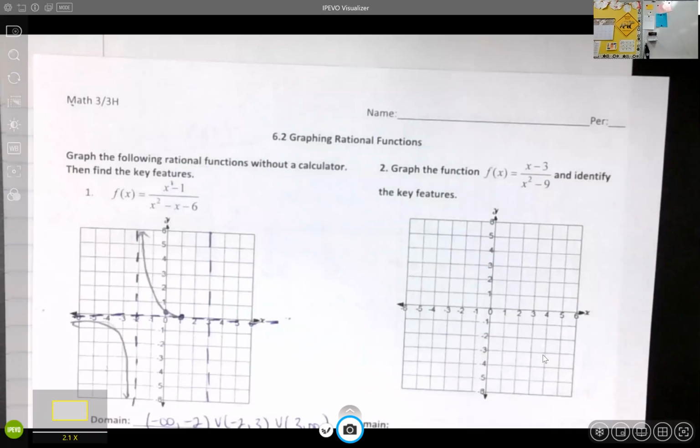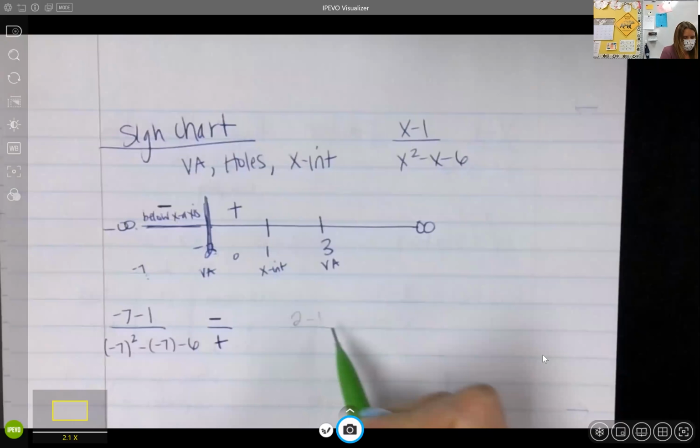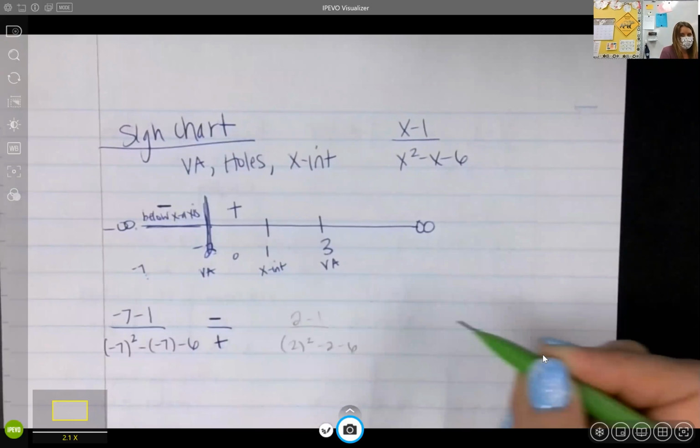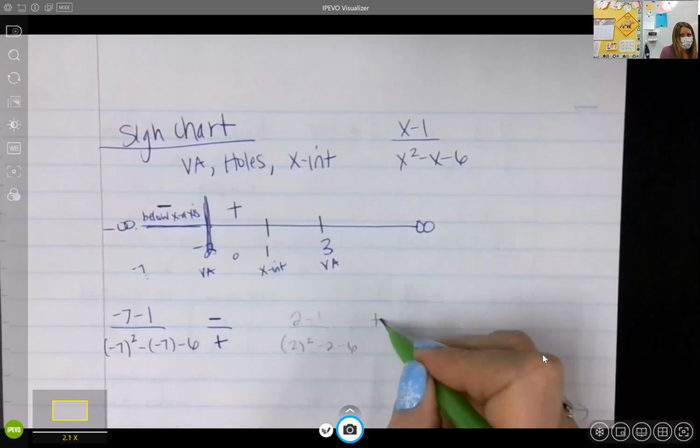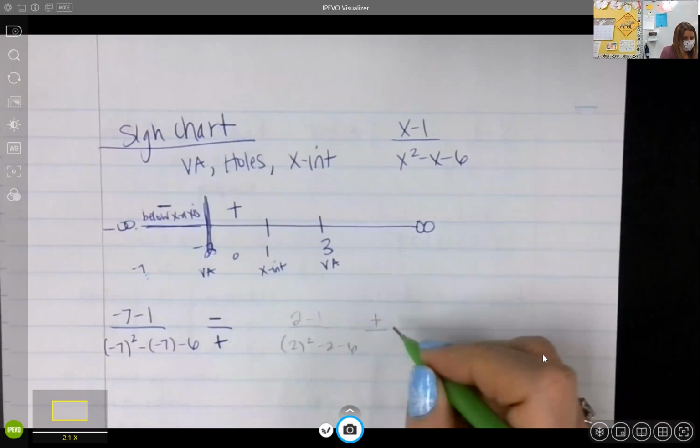So choose 2. If you put a 2 in place of x, do you get a positive or a negative number? That's what we're trying to figure out. Okay? So put a 2 in place of x. See if we get a positive or a negative number. Well, 2 minus 1, 2 squared minus 2 minus 6. So the top's positive, and the bottom, this one's actually going to be negative, right?